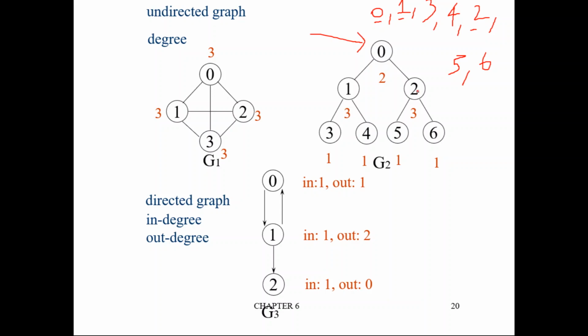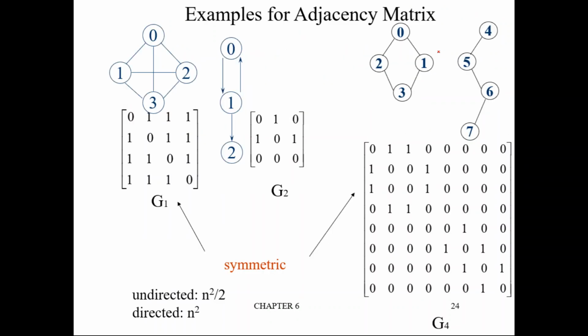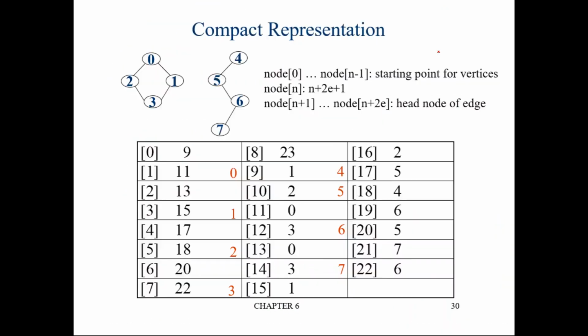No. But it's a left child of 2. So 2 is visited, then visit 5, that is its left child, then its right child, that is 6. Okay. So this traversal in a tree is equivalent to pre-order traversal. Depth first search in a graph is equal to pre-order traversal in a tree.